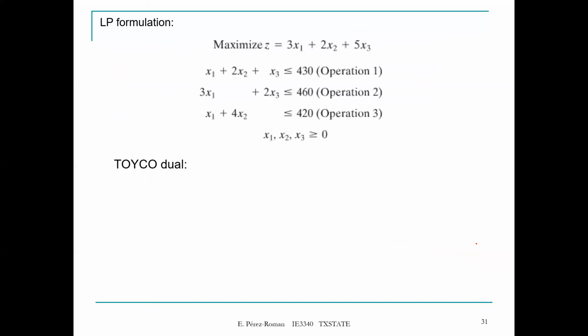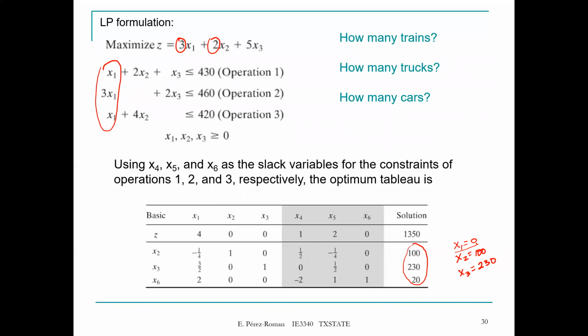So how many trains? 0. How many trucks? 100. How many cars? 230. So this is x1, this is x2, and this is x3 at optimality. And the profit that you are making, so Z equals $1,350.